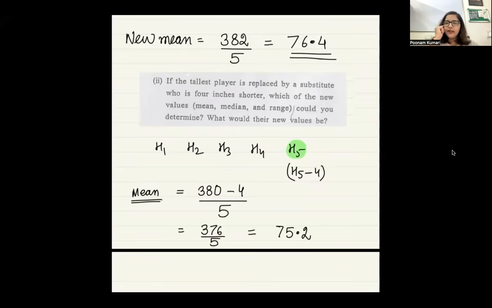Mean, yes. How to find it? Okay? Because you have replaced him with a person who is 4 inches shorter, so 4 inches will be reduced from the total height. So 4 inches were subtracted from 380. And then we divided it by 5. So that is the mean.